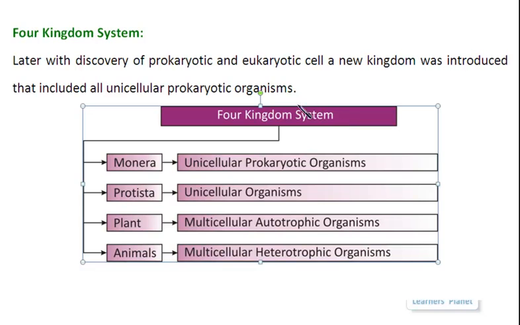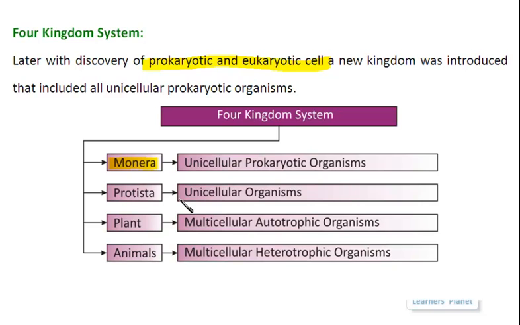Well, later the fourth kingdom was introduced, that was the Monera. After studying a lot about the prokaryotic and eukaryotic cell, it was found that the Protista, which is comprised of all unicellular organisms, has diverse living forms. There are organisms in which a well-developed nucleus is present.